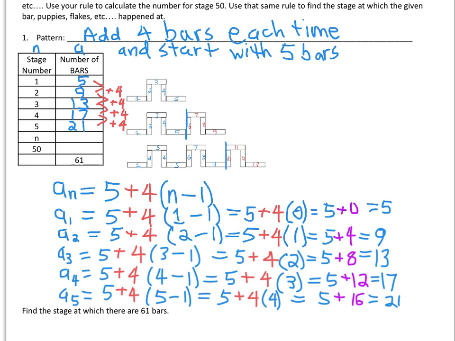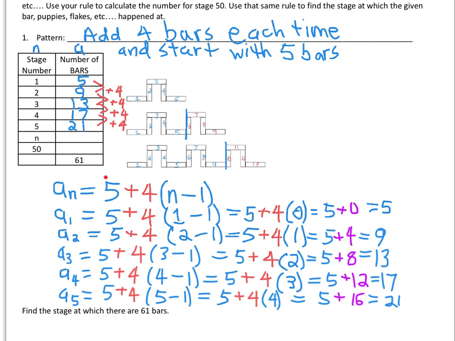Every time I start with the starting number, and then it was plus 4 times some number. Notice this is how many times we had added 4. Notice that we had always added 1 less than the stage number that we were on. I only added 4 once on stage 2. I've only added 4 twice on stage 3. The amount of times that we've added 4 is always 1 less than the stage number we're on. That's why we have this n minus 1 part in parentheses.